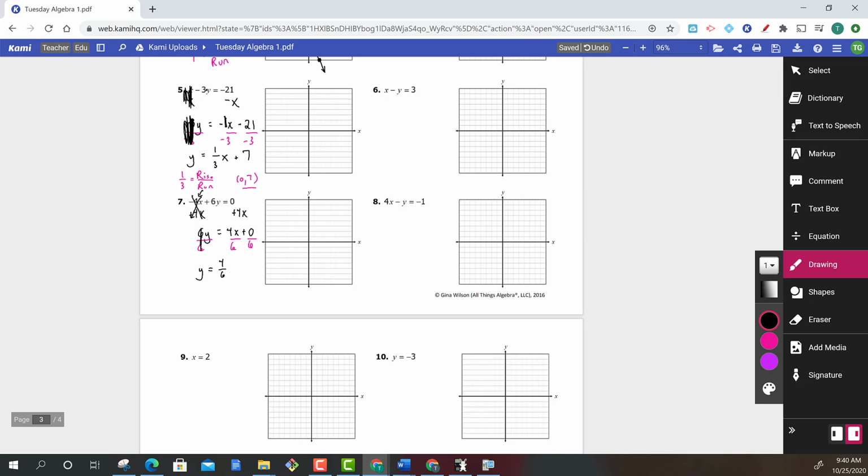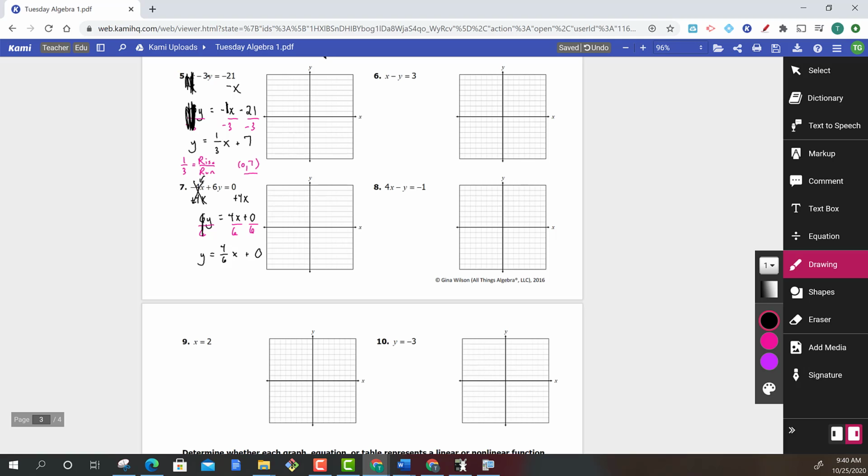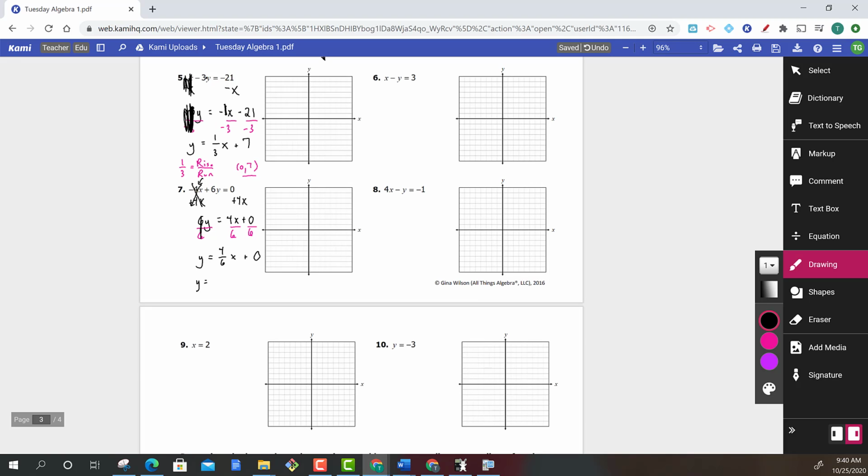So 4 over 6x, 0 divided by 6 is 0. Of course, we can reduce 4 over 6. Think about a number that goes into 4 and 6. Your mind should go to 2 pretty quickly since both of those numbers are even. So we're going to divide both the numerator and the denominator by 2 to get y equals 2/3 x plus 0. Now, do we really need to write the plus 0? No, we don't. Because if nothing's there, we know what the y-intercept is.